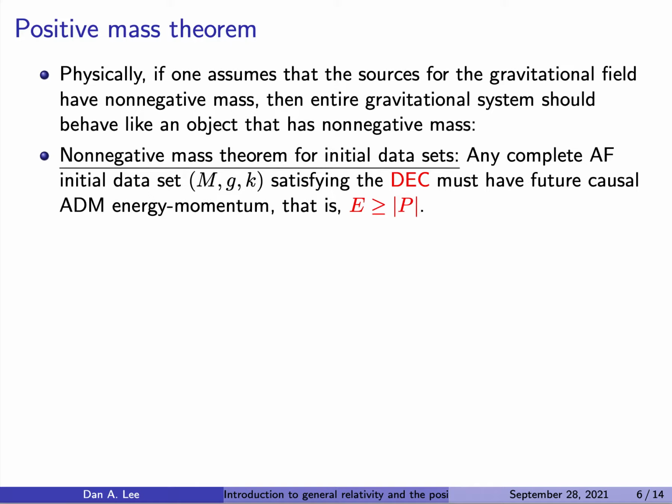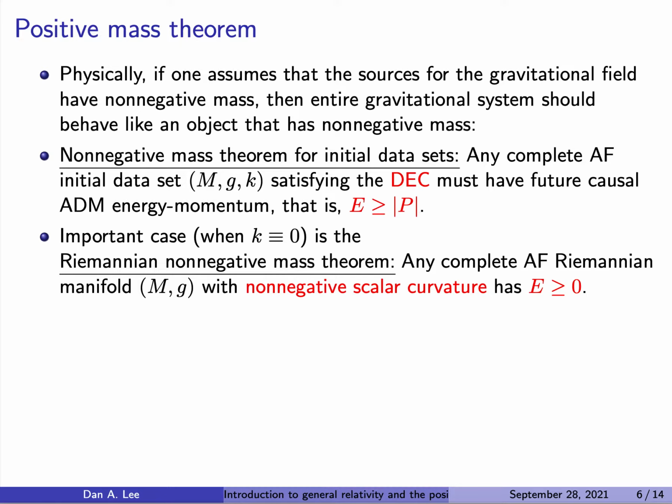One really important case, which is very important in Riemannian geometry, is the case when K is identically 0. This might be called the Riemannian non-negative mass theorem. It says that any complete asymptotically flat Riemannian manifold with non-negative scalar curvature has E greater than or equal to 0. In this case, energy is the same as mass because P is 0. If K is 0, then just looking at our definition of P on the previous slide, K being 0 definitely means P is 0. And when K is 0, the dominant energy condition is literally the same thing as saying non-negative scalar curvature. So this has a nice interpretation just in terms of Riemannian geometry. But in today's talk, I really want to focus on the initial data set version.